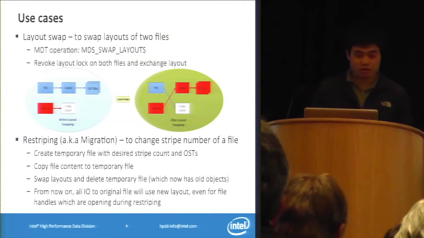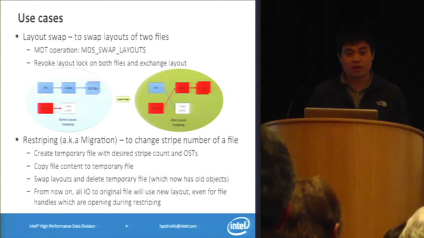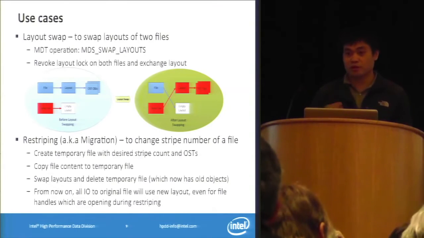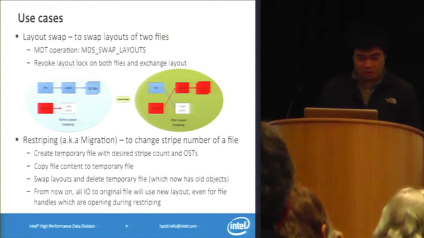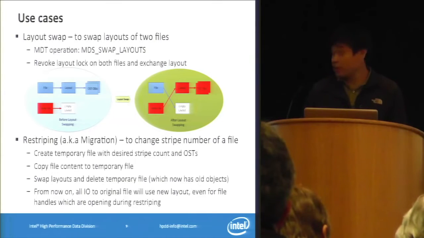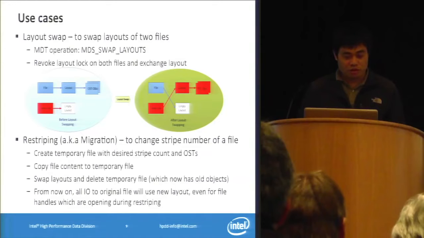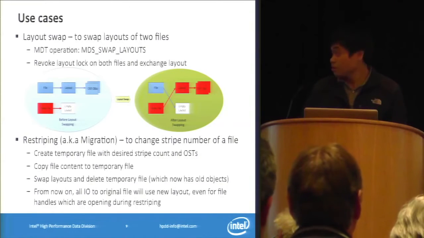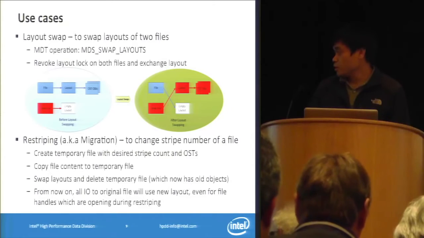Okay, so I'm going to cover some use cases of the layout lock. This is pretty important, and we're going to add a lot of data placement features in 2.5 and 2.6, right? So first of all is layout swap. This is an MDT operation to swap the layout between two files. So usually we use this to change the layout of a file right now. So please take a look at the pictures.